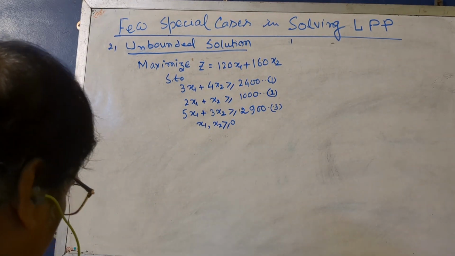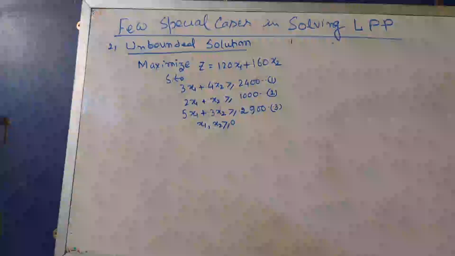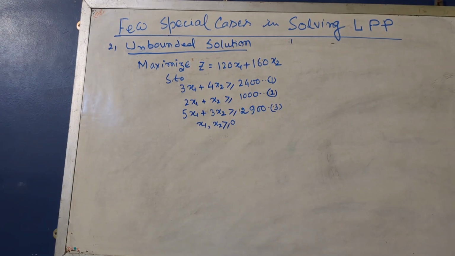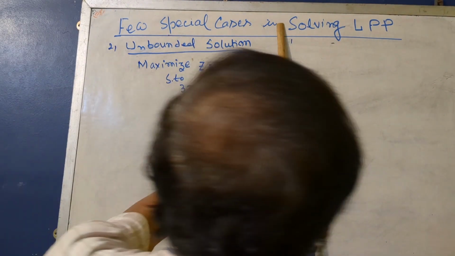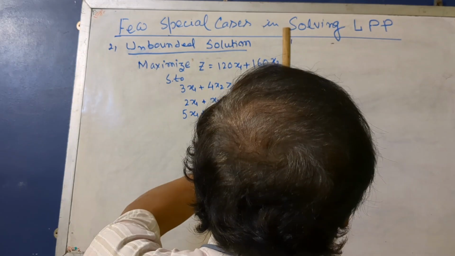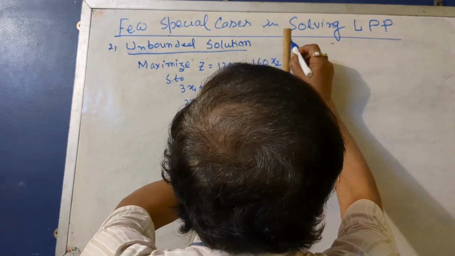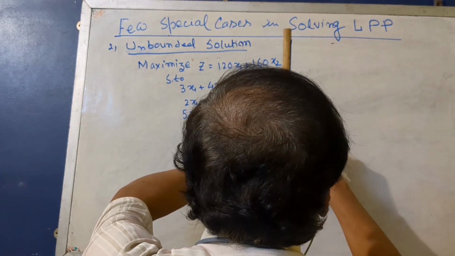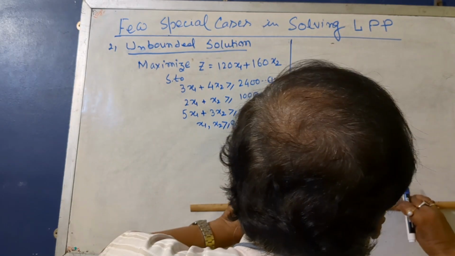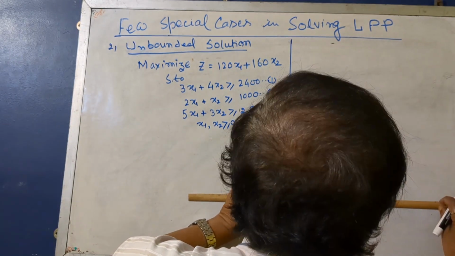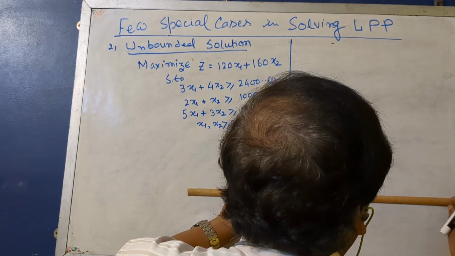तो अब मैं दिखाता हूं कि अनबाउंडेड सॉल्यूशन क्या होता है. वो दिखाने के लिए again you have to plot the constraints on the graph paper. तो हमारा पास तो कोई फॉर्मल ग्राफ पेपर है नहीं, तो roughly you can draw this graph. ठीक है, चलो कर लेते हैं.